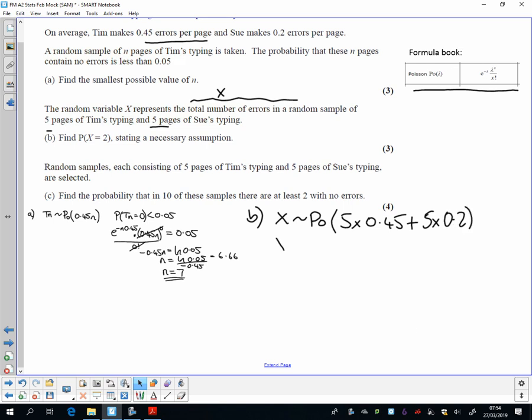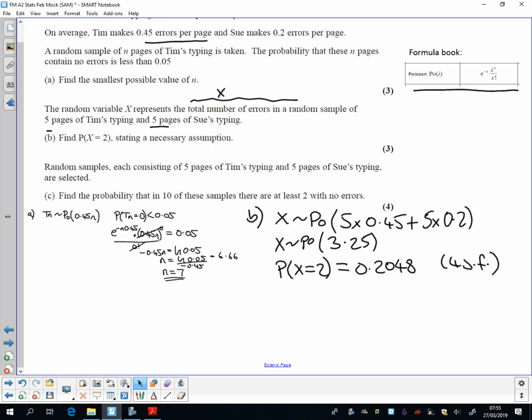Okay, so it's going to come from a Poisson distribution with lambda 3.25. After that, it's just a case of putting that into your calculator or using the formula. So I want the probability of x being 2. Okay. Just actually stating the answer, 0.248. I've just done that to three significant figures. You need 3 significant figures or better.